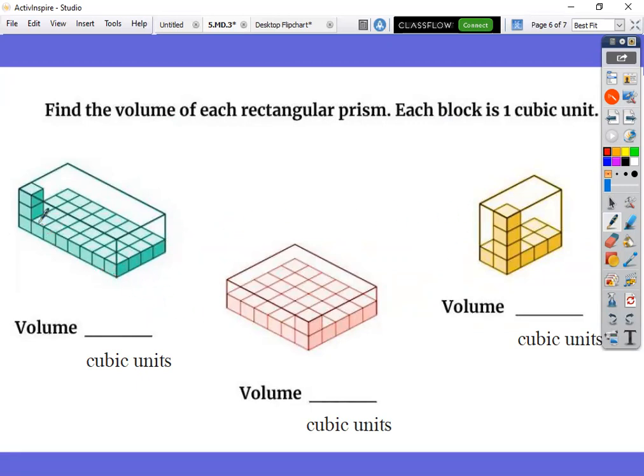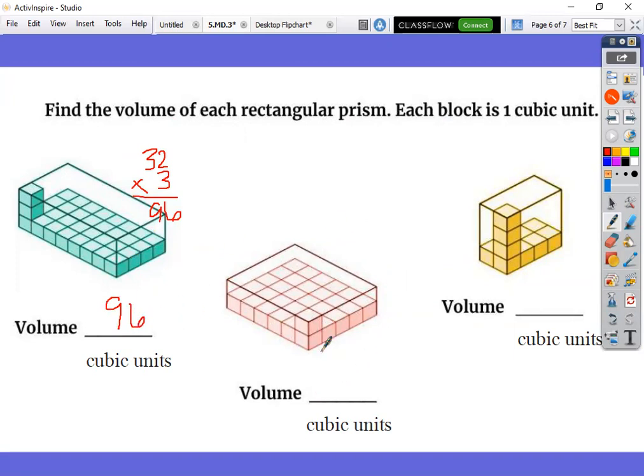When we look here, I can see 1, 2, 3, 4, 5, 6, 7, 8, and then 4 across. So 8 times 4 would give me a total of 32 cubes in that bottom layer. Then when I look, I see 1, 2, 3 layers. So we can multiply 32 times 3 to give us a total volume of 96 cubic units.